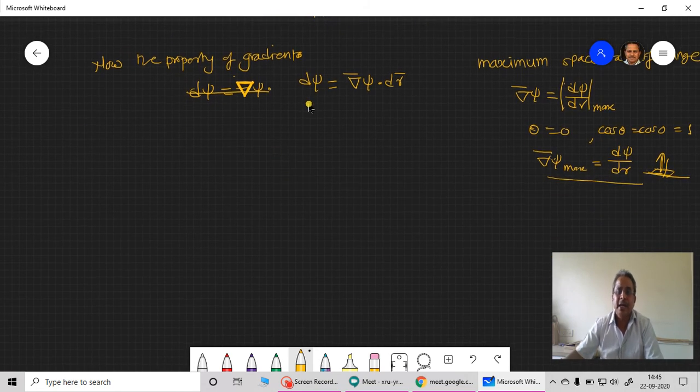The property of gradient is this, d psi is equal to grad psi dot dr. I am sure most of you might not be remembering this, that's why I have revised these things. If possible, go through that particular SYBSc syllabus or lecture on the derivation of gradient, you can understand the meaning of this. That is what we have called a physical interpretation of the gradient. In that discussion we have done all these things. Now further I can write this d psi.